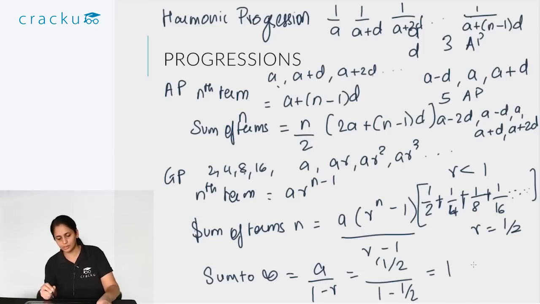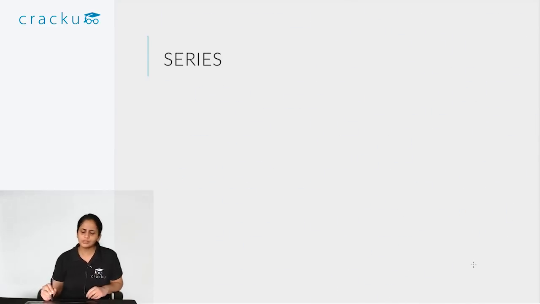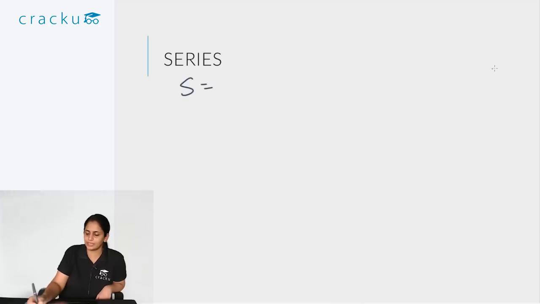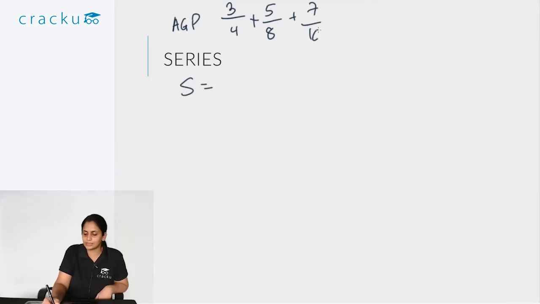Now let's move on to the concept of series. So essentially you will be given a series of this form and you will be asked to find the sum of the series. The general series that comes is an AGP, and an AGP is a progression in which the numerator is in an AP and the denominator is in a GP. So for example 3 by 4, then 5 by 8, then the next would be 7 by 16 and 9 by 32 and so on. You can see 3, 5, 7, 9 etc. are in arithmetic progression, and the denominators 4, 8, 16, 32 are in a geometric progression of ratio 2.